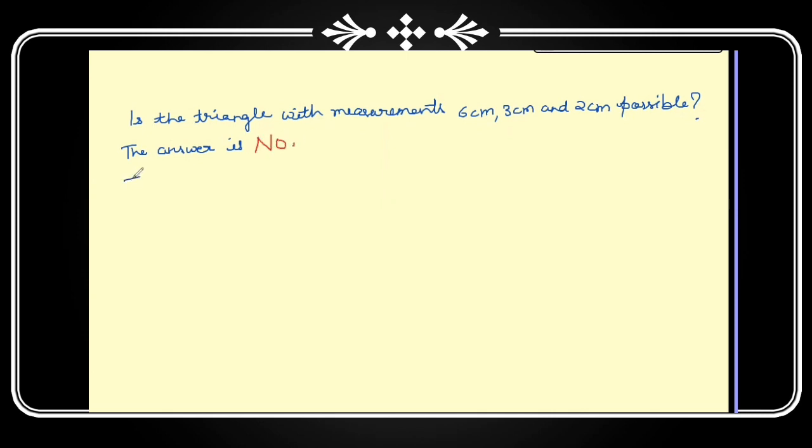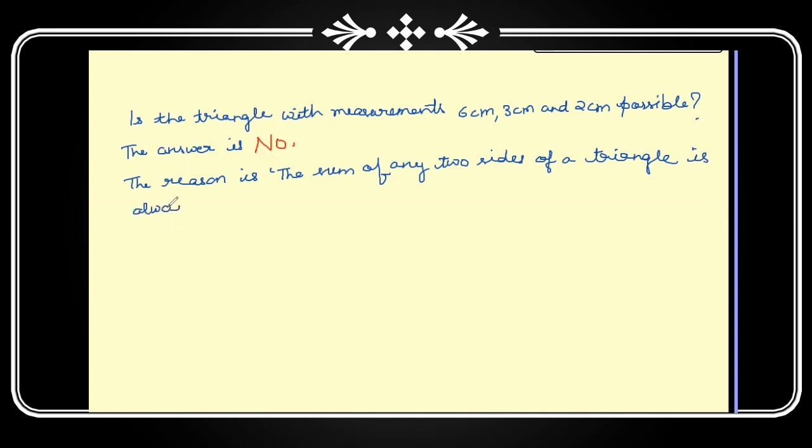Because if we add 3 and 2, 3 plus 2 is 5, 5 is less than 6. That means the sum of two sides of a triangle is less than the third side. That means the triangle is not possible. If you get this type of question in exams, you have to write the explanation.